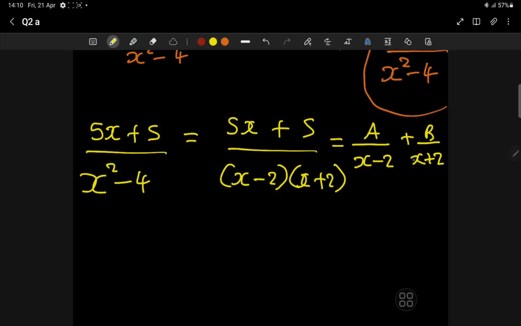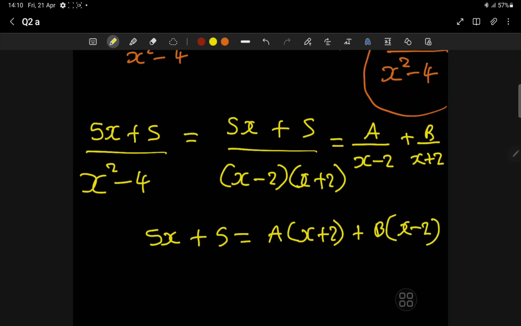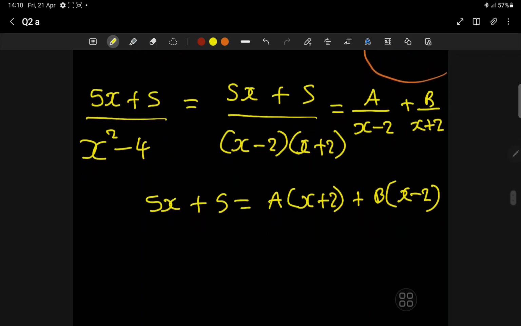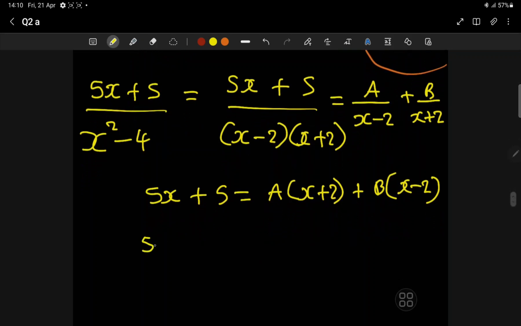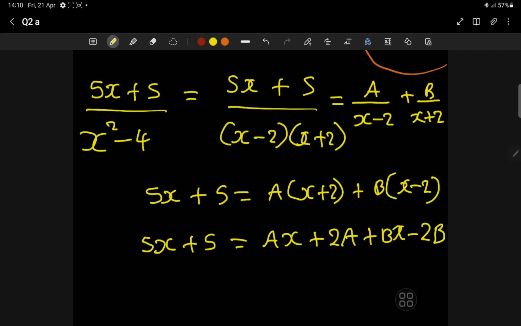Then, getting the denominator there, we'll have a multiplying with x plus 2, b multiplying with x minus 2, and we equate with the numerator. So we'll have 5x plus 5 is equal to a(x plus 2) plus b(x minus 2). Then we can work around it. We can multiply the a throughout. So we'll have 5x plus 5 is equal to ax plus 2a. Then b and x will have bx. Then b and negative 2 have negative 2b, like that.